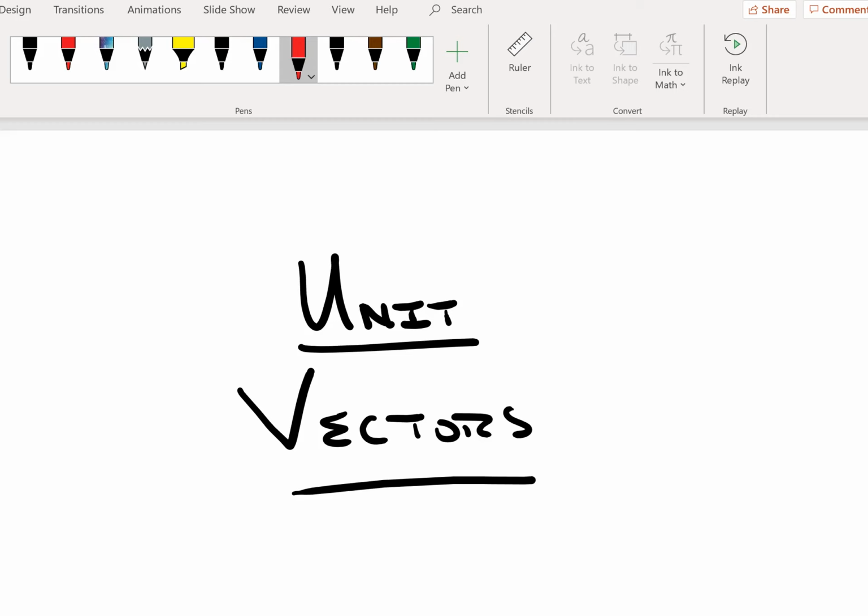In the next chapter of the material, we're going to be moving into addition of vectors and using vectors to diagram and describe physical systems. But before we do that, we need to make sure that we have a good understanding of what unit vectors are, because unit vectors are what make up all of the vectors that we're going to deal with.